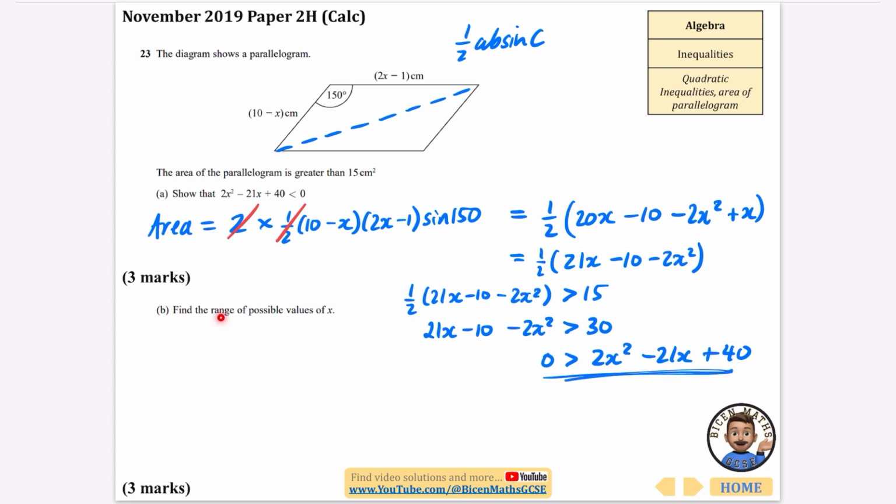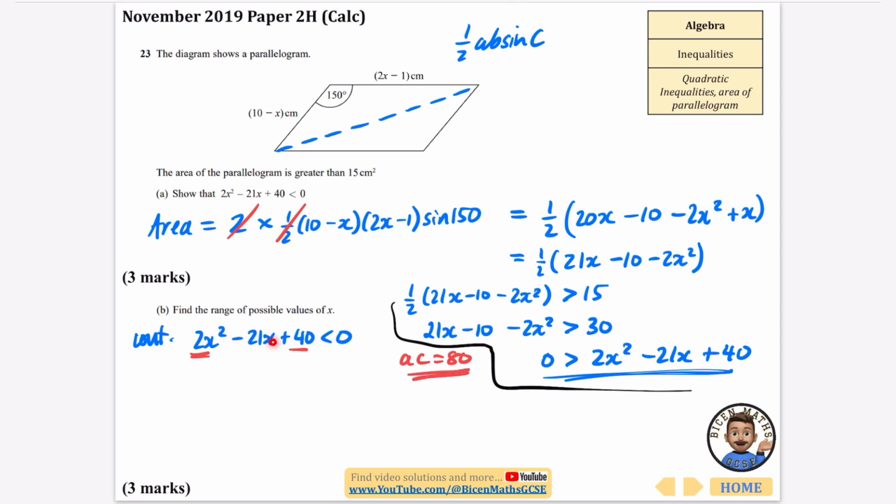Now part B wants us to find the range of possible values of x, so we're going to continue from what we've done on the other side. I'm going to rewrite it so that I've got 2x squared minus 21x plus 40 is less than 0. Now I'm going to do my AC method. My AC in this case is 2 times 40, which is 80. So I'm trying to think of two numbers which multiply to 80 but add to minus 21.